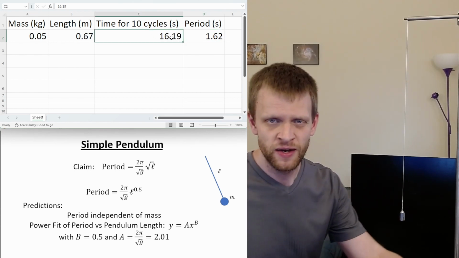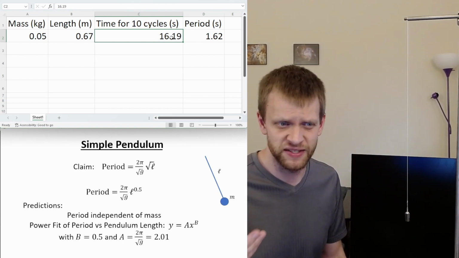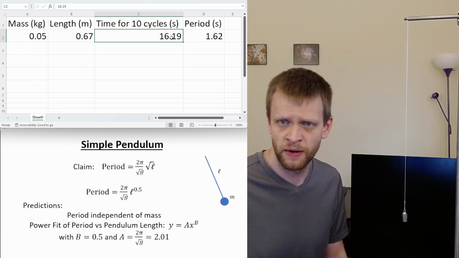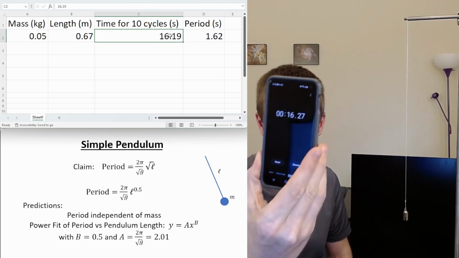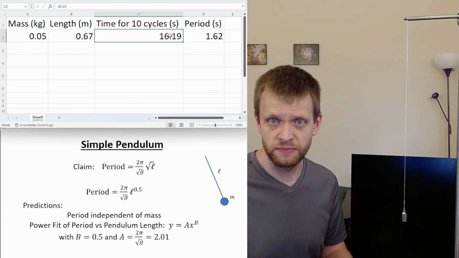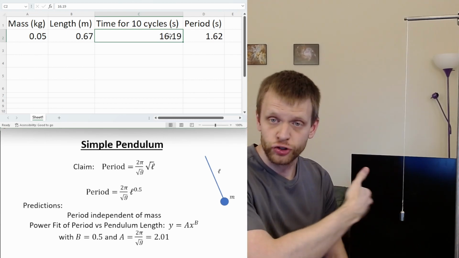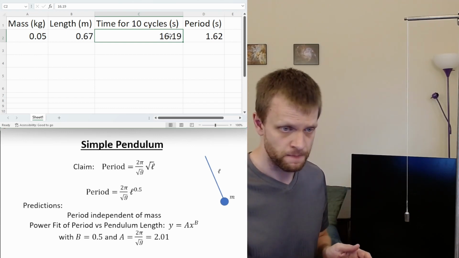Again, this could be plus or minus maybe 0.2 seconds if I'm, say, off by 1/10 of a second for both the start and the stop. Again, this one being 16.27 seconds, that's going to be within our uncertainty measurement. Having that larger amplitude motion did not seem to affect the motion of this pendulum.